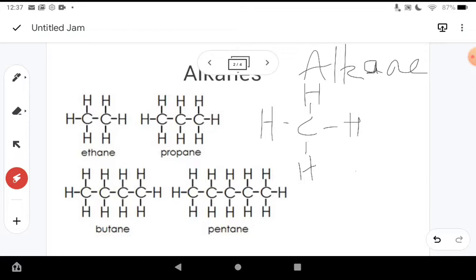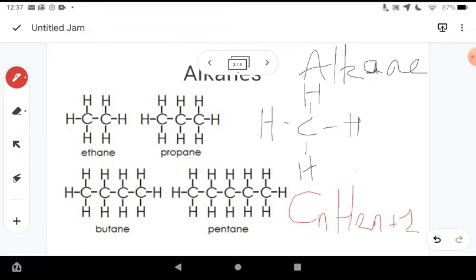These have got a general formula, and you do need to know that general formula. So the general formula for all alkanes is CnH2n+2. Okay, what that means is that if we take ethane, for example, it has got 2 carbons. So that's n, C2. Therefore, I will multiply it by 2 and add 2. So 2 times 2 is 4, plus the 2 gives me 6. 1, 2, 3, 4, 5, 6. And this will work for all alkanes. So that's how you determine whether it's an alkane or not.